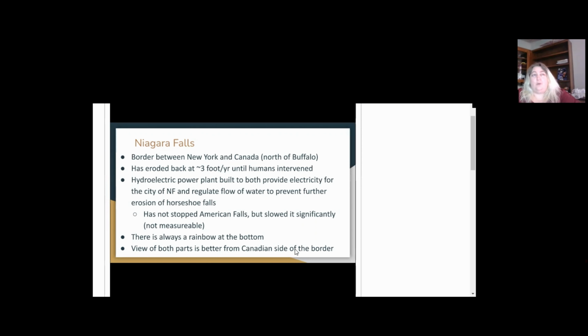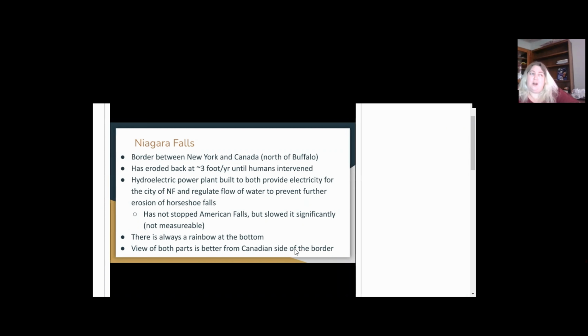You can also go to Cave of the Winds, which is in between the American Falls and the Canadian Falls, and it's behind one of the little minor falls, so you can actually see the falls in front of you. Lots of cool things to do there. The view of both parts of the falls is actually better from the Canadian side of the border. If you look at it from the American side, you're kind of at an angle to it.